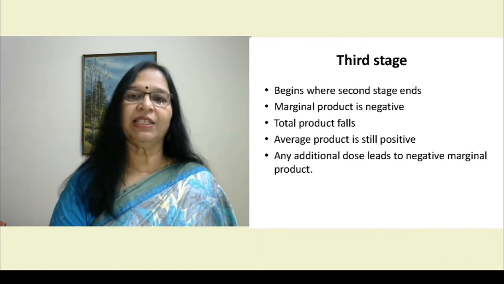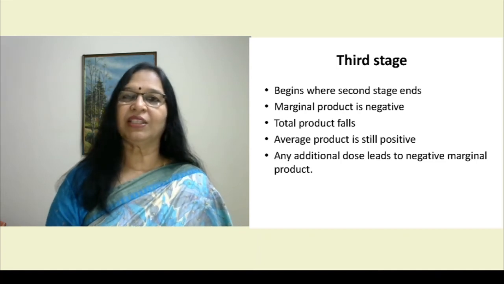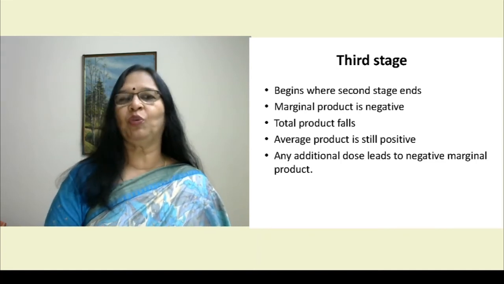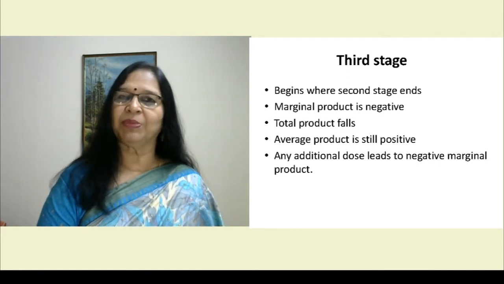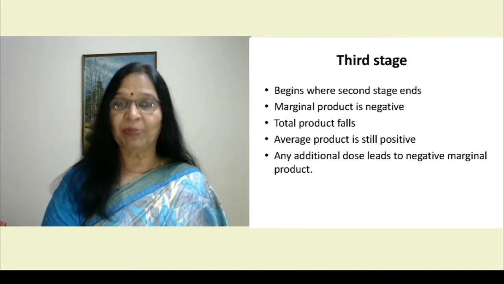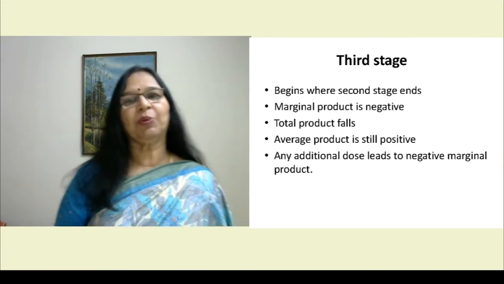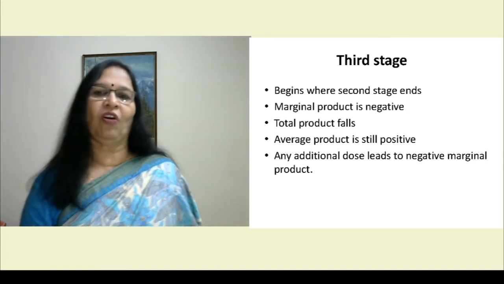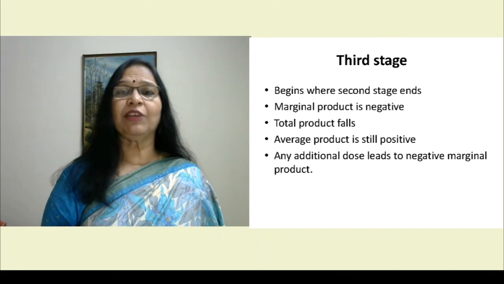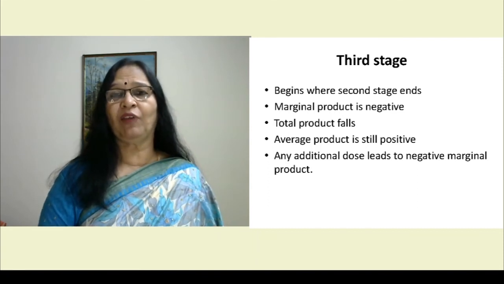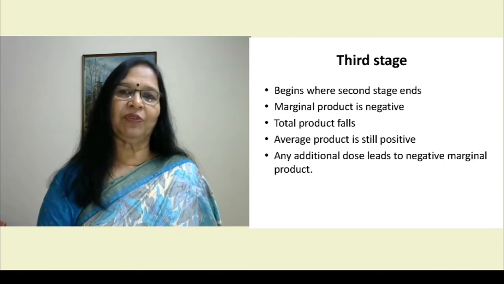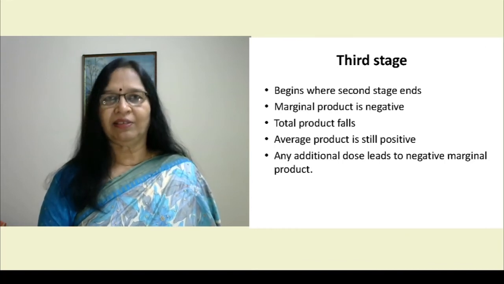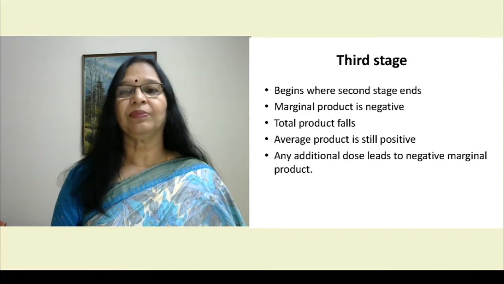Now the third stage is when the second stage ends, and what is left over is called the third stage. In the third stage, marginal product becomes negative. Total product will begin to fall, and average product is still positive, but it is falling. At this stage, if we add any additional unit of labor, it will not increase the marginal product. The marginal product will only become negative and it will continue to fall.